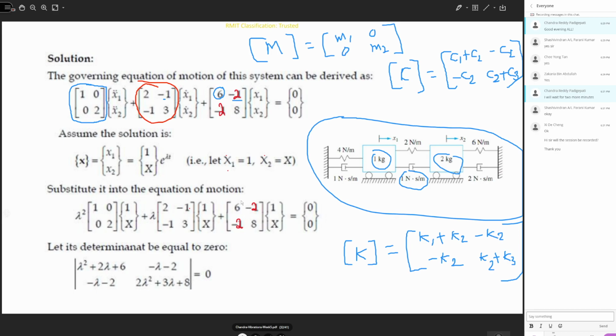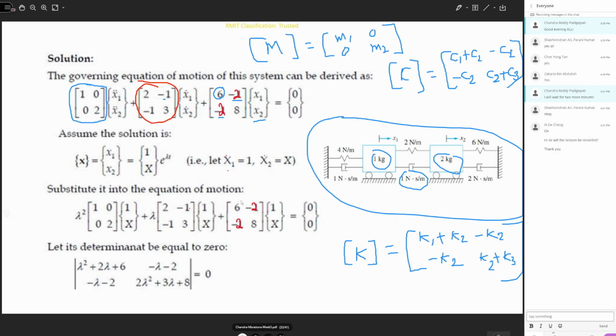I think you need to do this correction in your learning materials. It is printed as -1 there, so change it to -2. Then followed by the displacement. So this will be your equations of motion in matrix format.